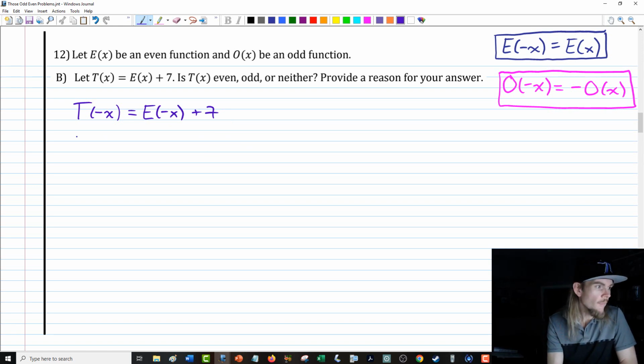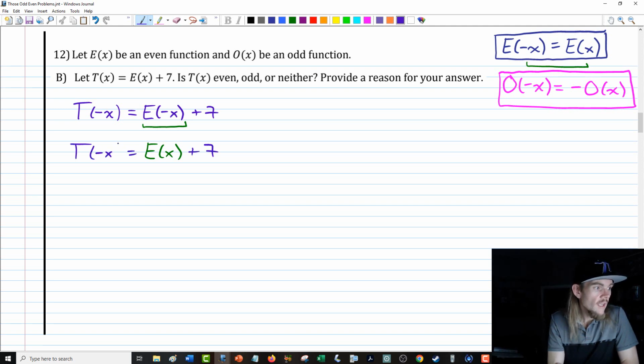Fair enough? So from here we need to evaluate e of negative x. But again, just as I said in those previous extra examples, we know e of negative x is equal to e of x. That's what the definition of even means. So let's go ahead and make that fix. E of negative x is just e of x. Everything else here stays exactly the same.